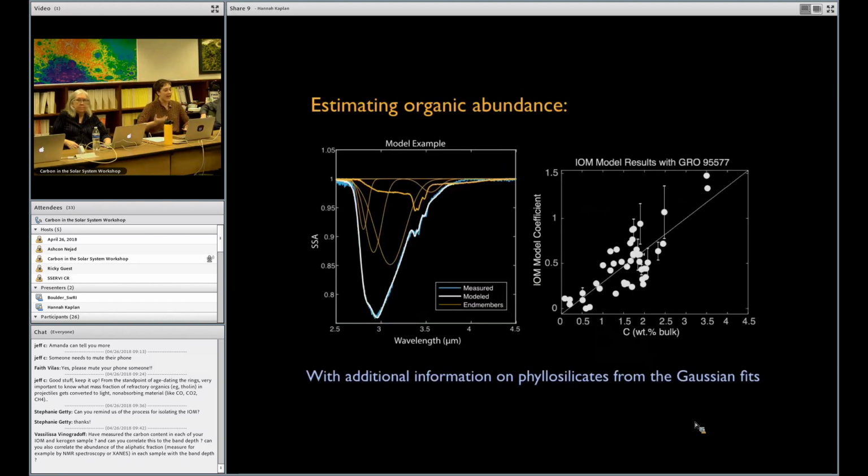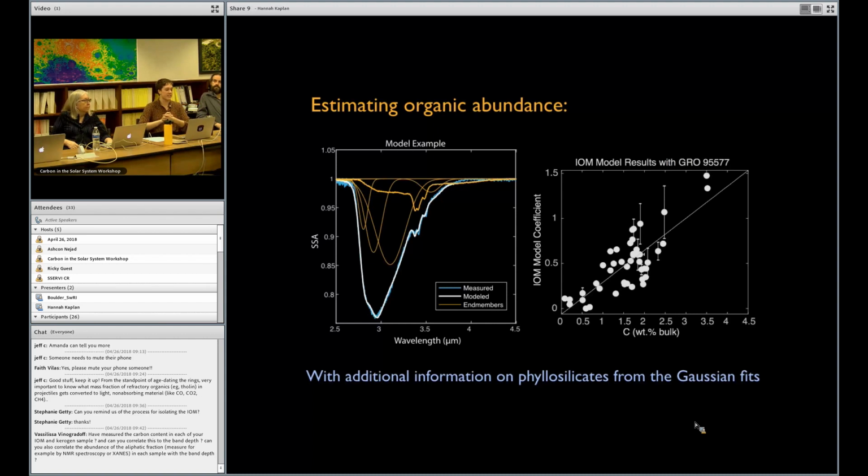So I talked about that adsorbed water issue because these organic features are superimposed on the bigger water band. And so what I can show is that I can model that water band with Gaussians and then the organic features with the IOM spectrum. And that combined model result allows us to perhaps even better predict the bulk carbon in the samples with a little bit less scatter.